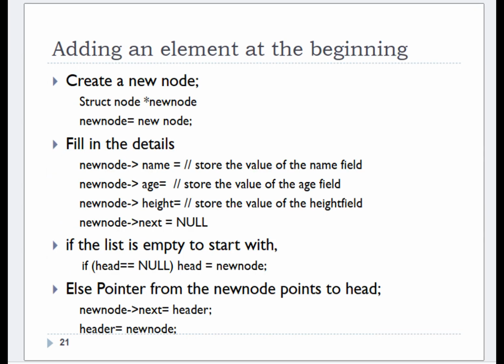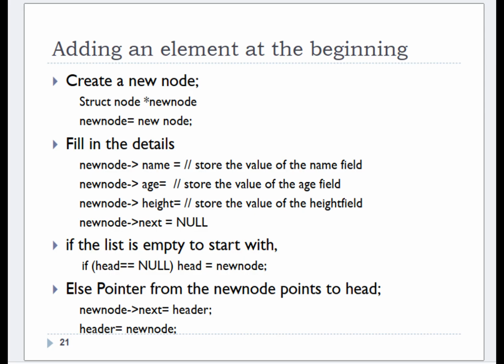20. Adding an element at the beginning. Create a new node: struct node *newnode = new node. Fill in the details: newnode->name = /* store the value of the name field */; newnode->age = /* store the value of the age field */; newnode->height = /* store the value of the height field */; newnode->next = NULL if the list is empty to start with. If head equals NULL, head = newnode; else the pointer from newnode points to head.